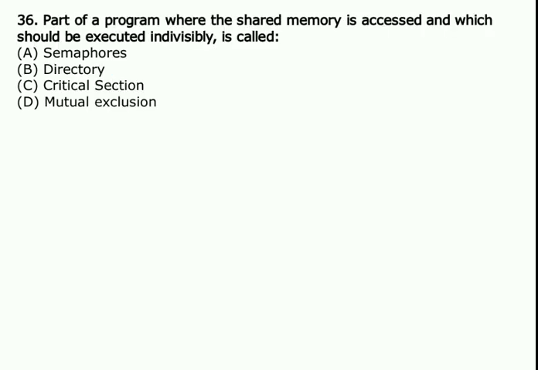Next one. Part of a program where the shared memory is accessed and which should be executed indivisibly is called as. It is a part of a program where the shared memory is accessed and executed indivisibly. That means independently it must be executed. So that is called a critical section. The critical section is a part of the program code. And only one process is allowed to enter into the critical section.